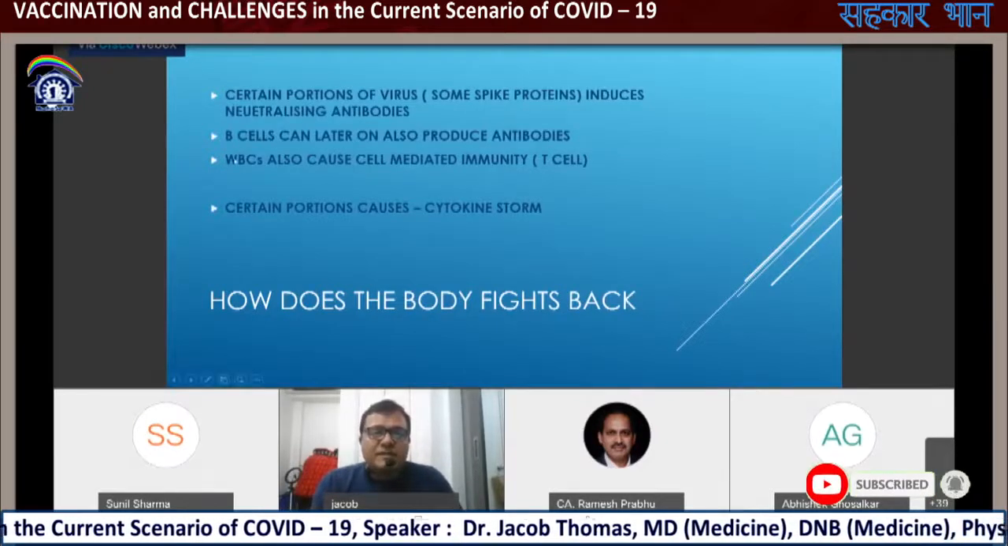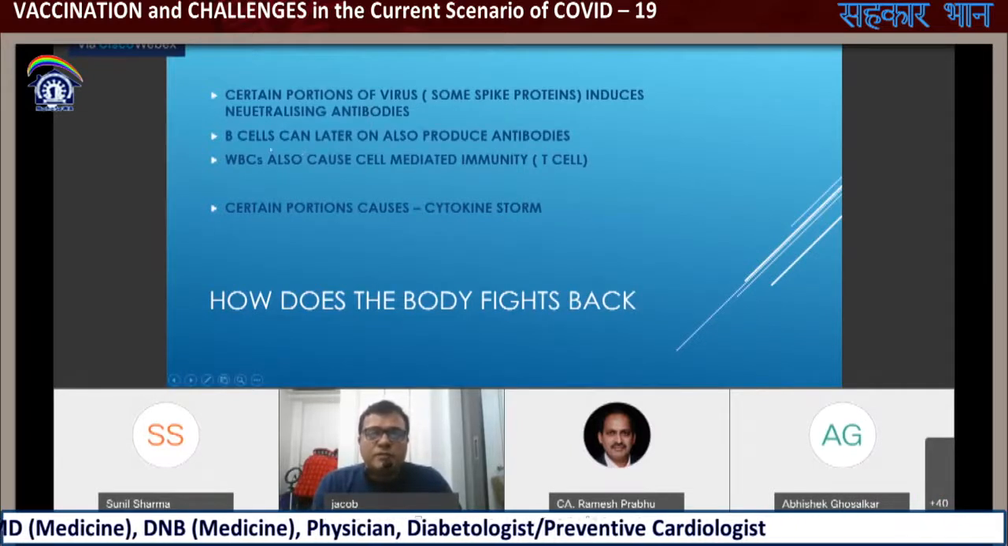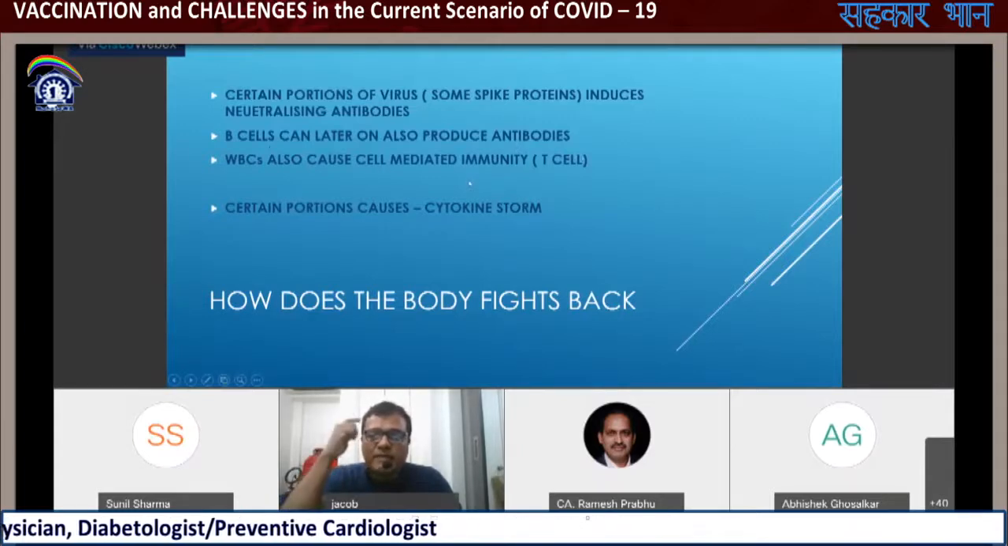Now, as we discussed, a certain portion of the virus, the spike protein, leads to the development of neutralizing antibody. The B cells produce antibody, and there's another T cell which has a memory.